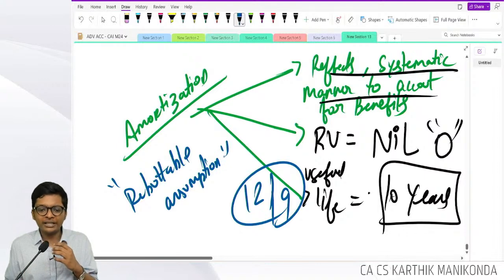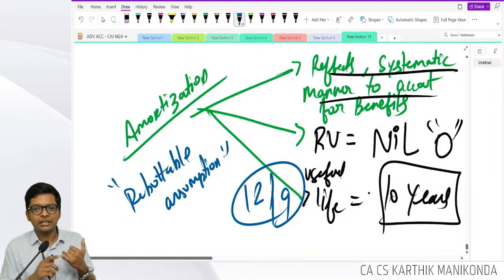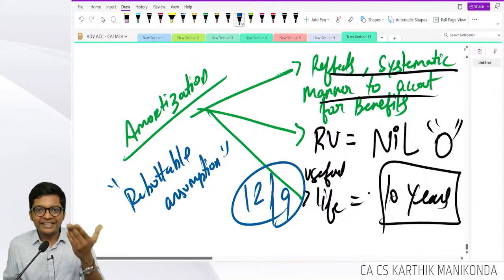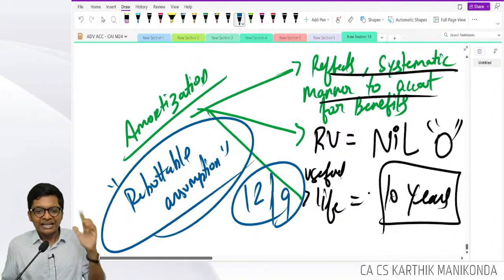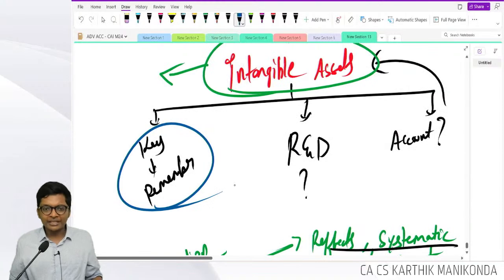I'm hoping you're following, guys. So amortization, use any method that gives you a reasonable answer, a reasonable way of accounting for benefits. Residual value, default 0, can I change? Yes. Useful life, default 10, can I change? Yes. That change needs justification. It's called a rebuttable assumption, that's 0 and 10. These are the key things to remember in sums.